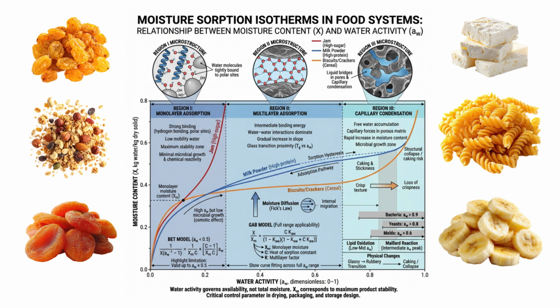Now let us move to region 3, known as capillary condensation. In this region, water behaves more like free liquid. It accumulates in pores and capillaries within the food structure. The increase in moisture content becomes very rapid with small increases in water activity. This is the most critical and unstable region.